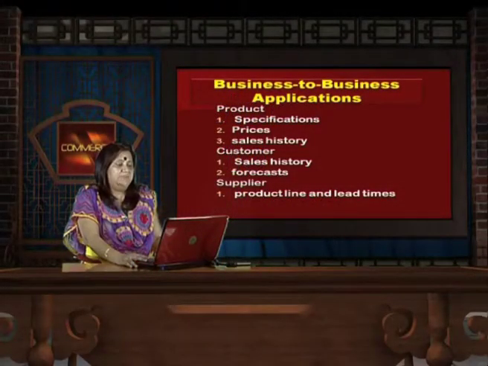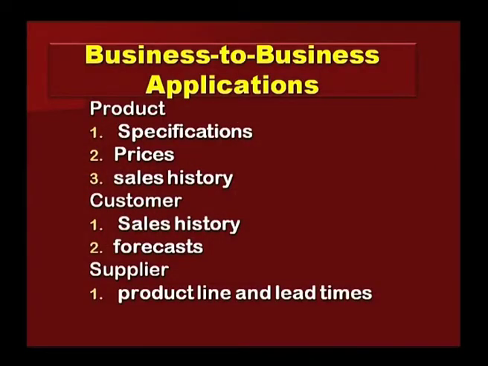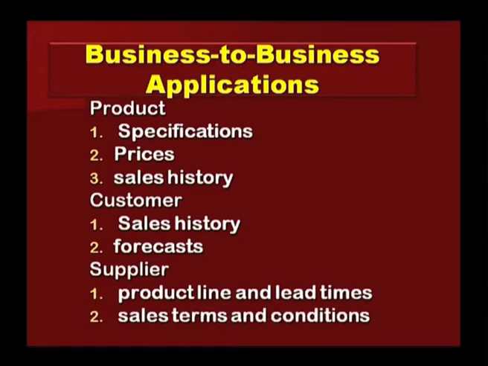Now, let us study the business to business applications. In these business to business applications, first, for any manufacturer, product becomes important. Product is the basic value which is important for any firm, because product gives you the specifications, the prices and the sales history, which makes it important for the manufacturers to design the product by regulating the prices. The customer's sales histories and forecasts have become important, and the supplier's product line, lead times and the sales terms and conditions have become important.